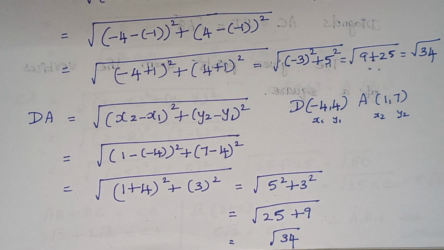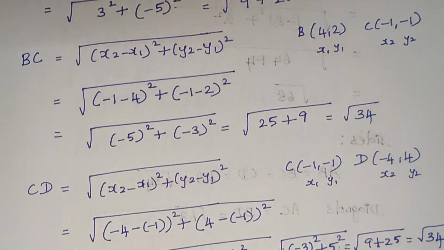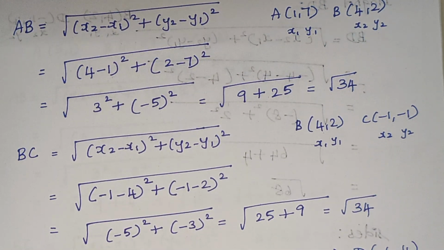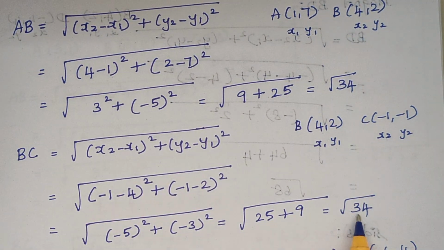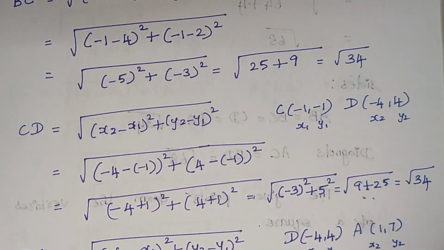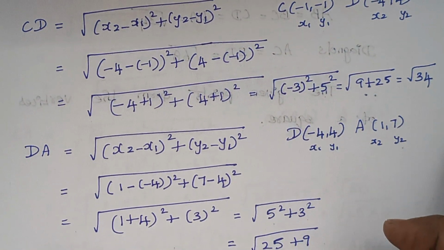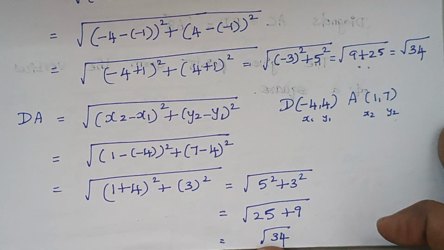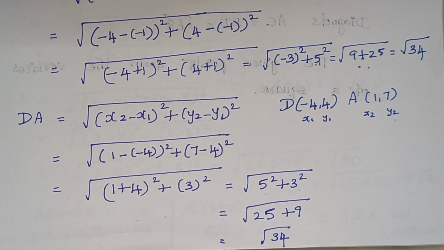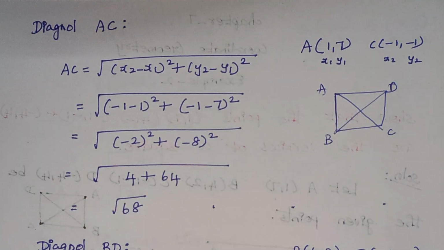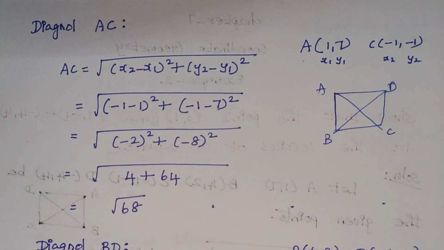Now here all the 4 sides measure the same. Did you notice that? You see here the value of AB is root 34, BC is also root 34 and CD is root 34 and DA is also root of 34. So all the 4 sides are equal. That is fine. Now we have to go with the diagonals. So now we are going to check the diagonals.